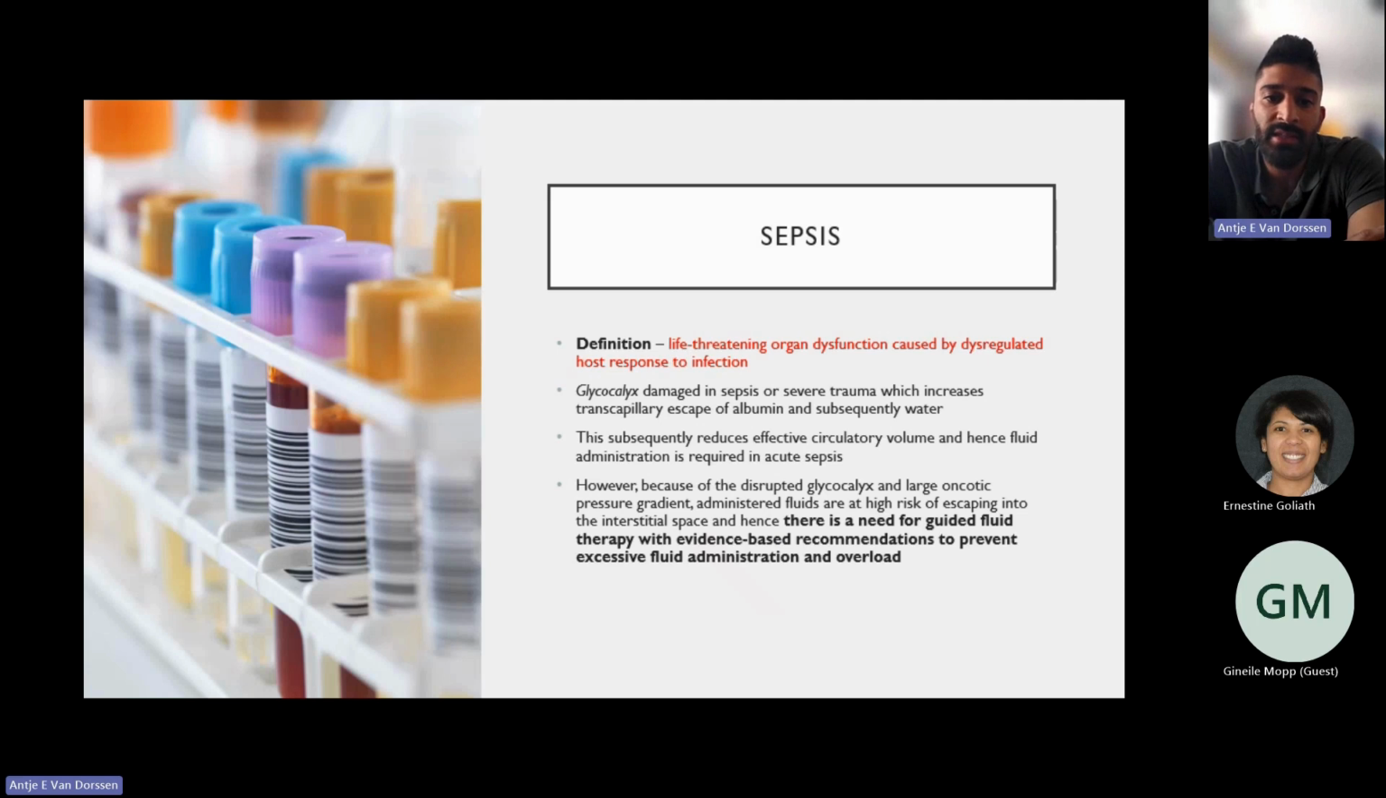As mentioned, the glycocalyx does get damaged in sepsis or severe trauma, which therefore increases transcapillary escape of albumin and subsequently water by the oncotic pressure gradient. This reduces the effective circulatory volume, and hence fluid administration is required in acute sepsis. However, because of the disrupted glycocalyx and the large oncotic pressure gradient that's created, administered fluids are at high risk of escaping into the interstitial space. Hence there's a need for guided fluid therapy with evidence-based recommendations to prevent excessive fluid administration and subsequently fluid overload.